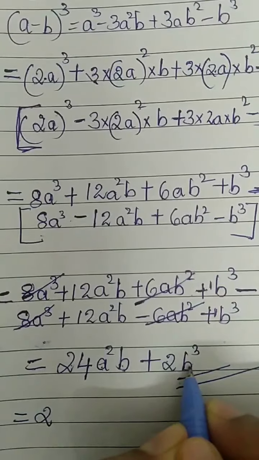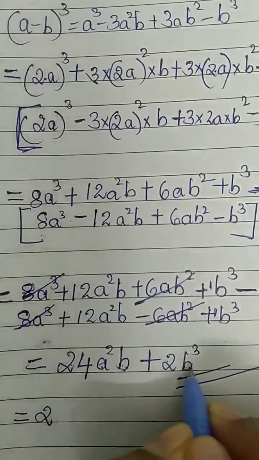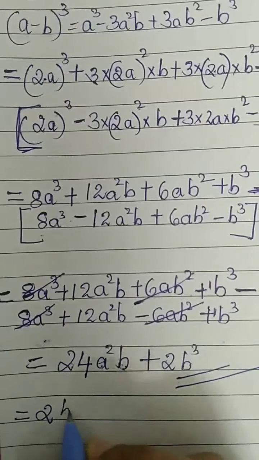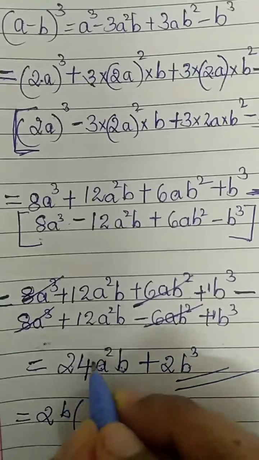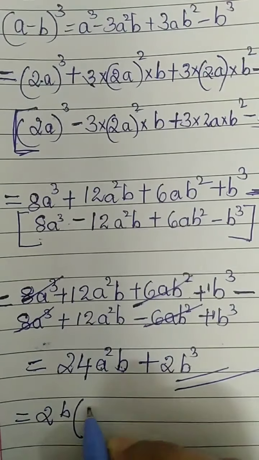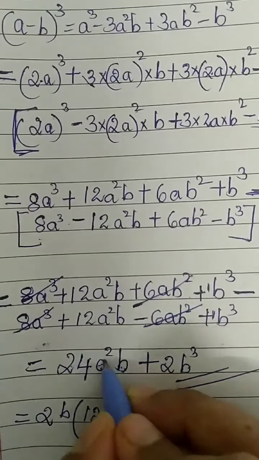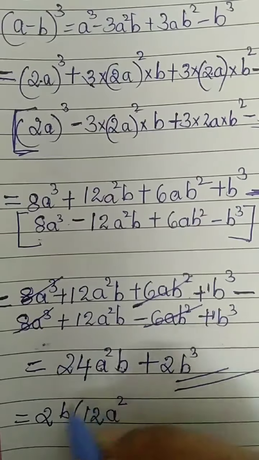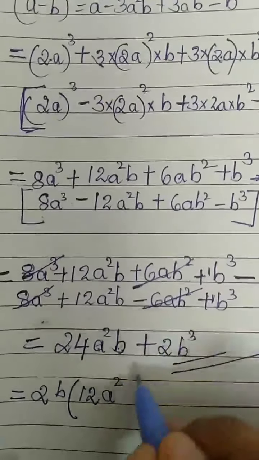B, can you take common? Yes. There is one B here. There are 3 B's here. So one B you can take common. So 24 divided by 2 will be 12. A square as it is. B already taken out, so B you will not write.